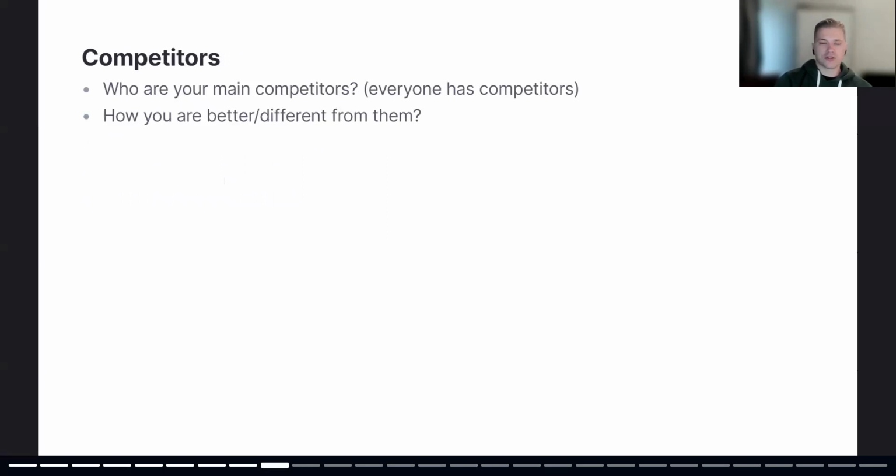The competitors, mention a couple of your main competitors that people can choose instead of you. And of course, you should tell how you are better or different from these competitors, how you will make yourself different, why people should switch from one company to your company and start to use your solution instead.